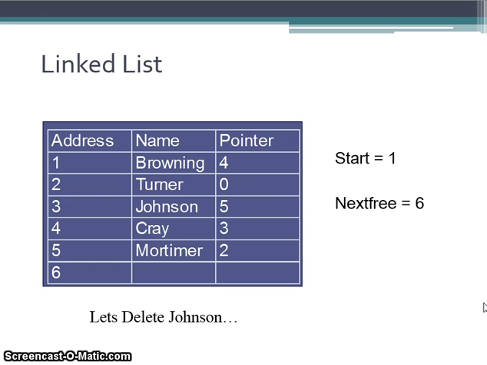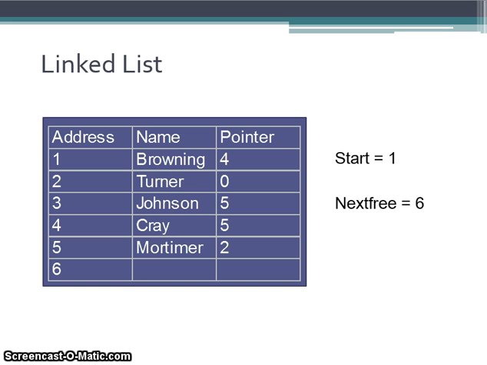Here's something different. What if we deleted somebody? Let's delete Johnson. Who indicates that we've moved to Johnson in the first place? That's Cray. So Cray needs to bypass Johnson. Again, try and draw this out and see if you can work out which values change. Pause the video now. Were you right?